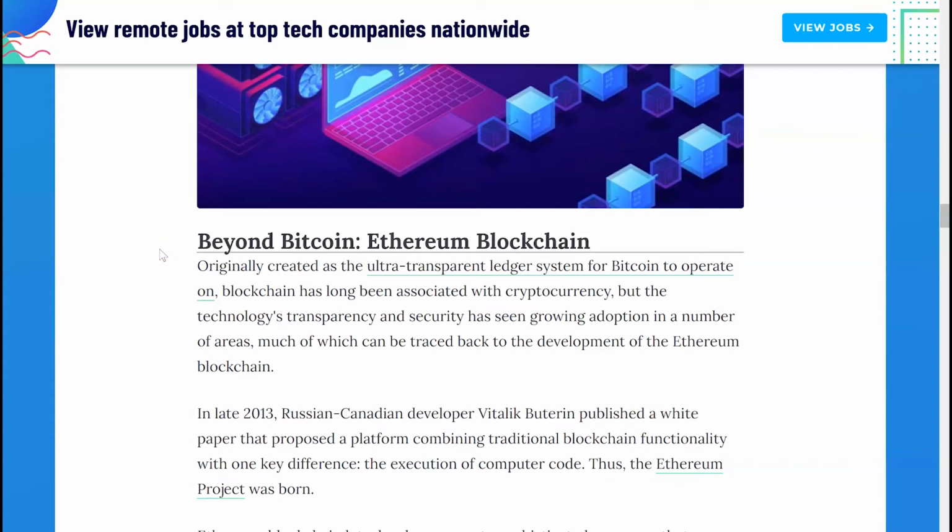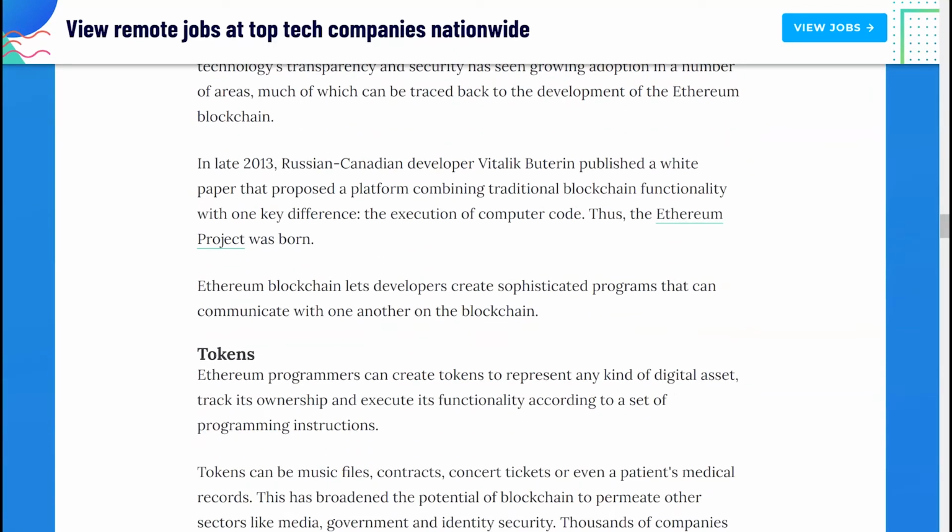All right. Beyond Bitcoin, Ethereum blockchain. Originally created as the ultra-transparent ledger system for Bitcoin to operate on, blockchain has long been associated with cryptocurrency, but the technology's transparency and security has seen growing adoption in a number of areas, much of which can be tracked back to the development of the Ethereum blockchain.